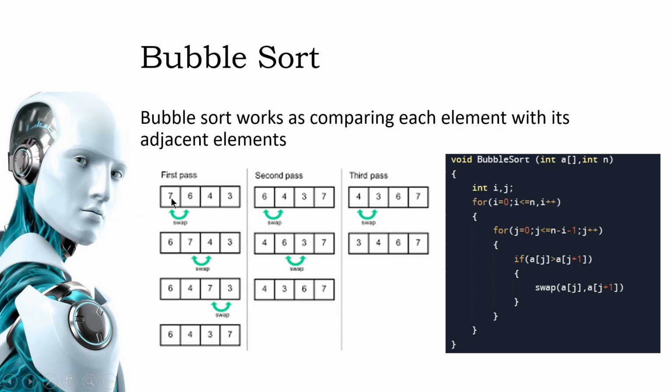Now let us see this first pass. 7 is greater than 6, so it is going to swap. I forgot to tell you, this is the worst case that I've taken, because 7 6 4 3 is completely in decreasing order. 7 is greater than 6, it is swapping, 7 is greater than 4, it is swapping, 7 is greater than 3, it is swapping, and 7 is fixed in the end position, which is the end of the first pass. This is how bubble sort works. And then the second pass, third pass, and so on. The number of passes is n minus 1, if n is the number of elements in the array.